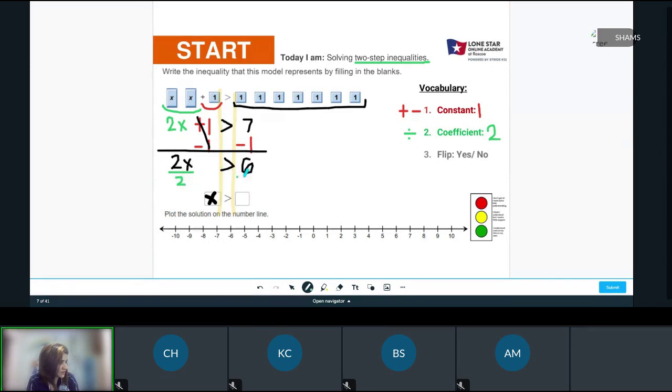When you divide both sides by 2, you get x by itself. 2x divided by 2, you get x. 6 divided by 2, you get 3. X will be greater than 3.